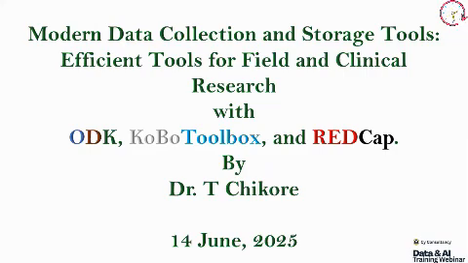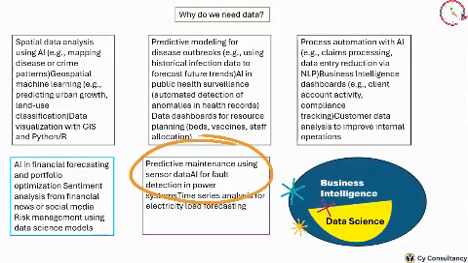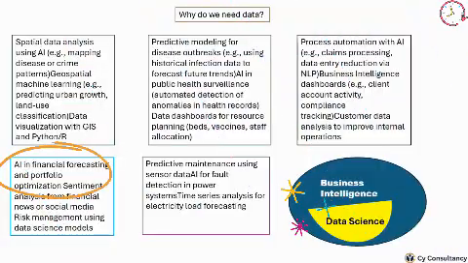What we want to do now is to discuss why we need data. Data is needed, number one, for analysis. We've got mapping of diseases and crime patterns, geospatial machine learning. We need to do prediction, especially when it comes to disease outbreaks, so that is very, very important. Then we've got automation with AI, which needs a lot of data. Then predictive maintenance using sensor data, AI for fault detection in power systems. Then we've got AI forecasting and predictions in finance, portfolio optimization, and sentiment analysis.